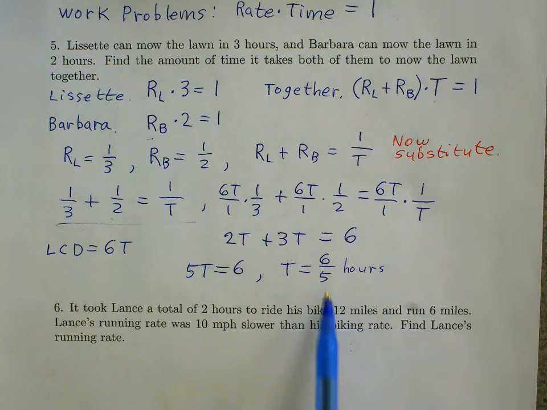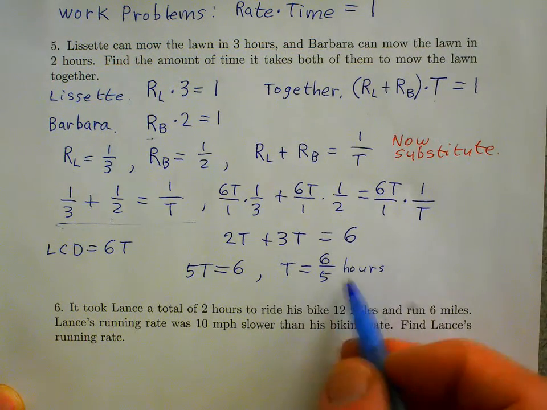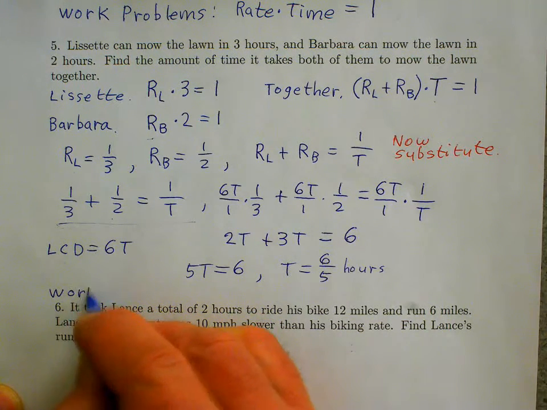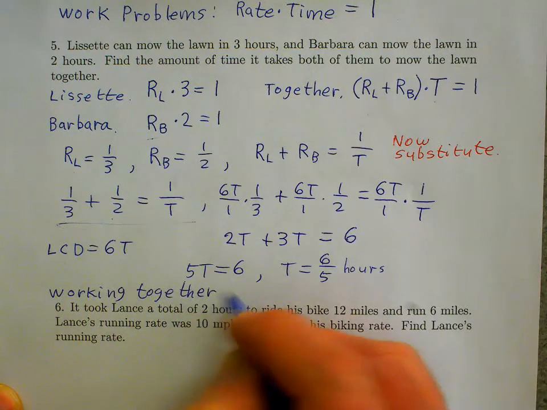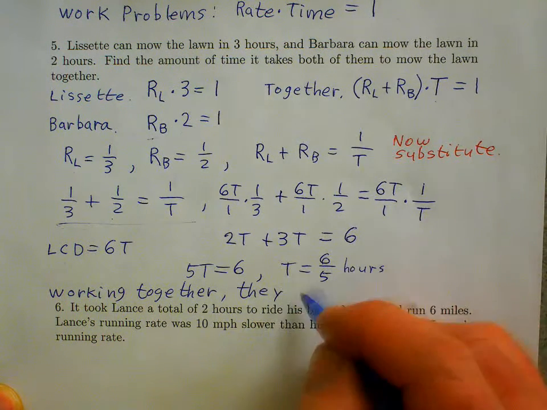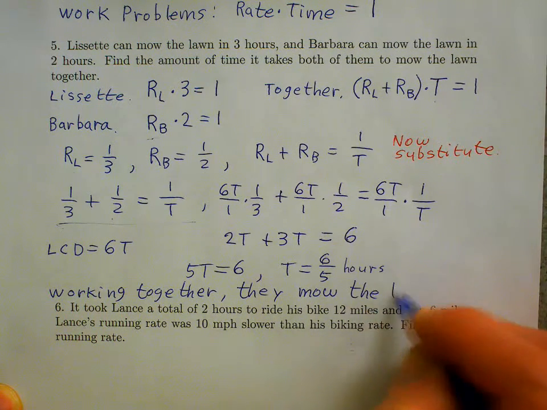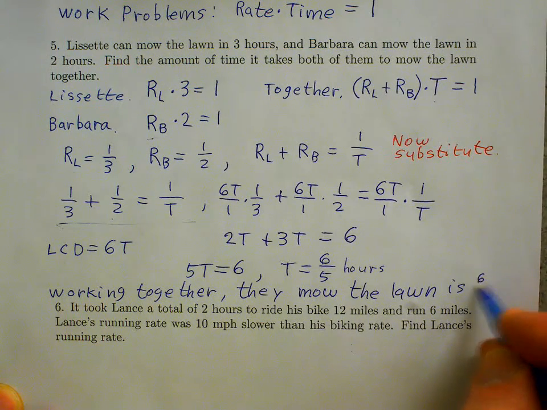So that's an okay answer. You could also say 1 hour and 12 minutes, because 1/5 of an hour is 1/5 of 60 minutes, or 12 minutes. You don't have to do that, but we should summarize. We'll just do this simply by writing: working together, they mow the lawn in 6/5 hours.